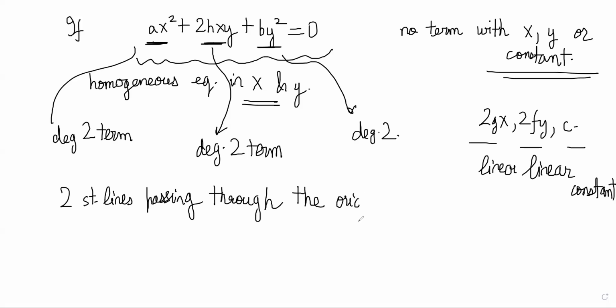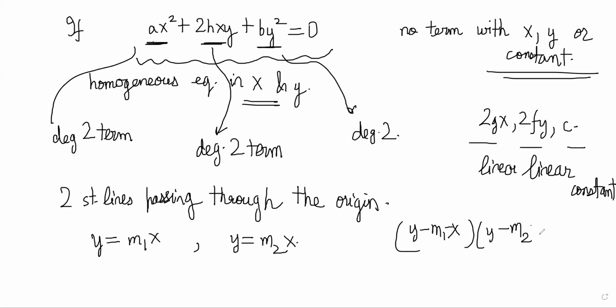Passing through the origin. How? Because when you have a line through the origin, that will be of the form y is equal to m1x. Another line will be y is equal to m2x. So the product of y minus m1x and y minus m2x. Notice that when you do the product of these, you will not end up getting any degree 1 or degree 0 terms. All the terms that you get will be degree 2, and that's why the equation looks like this, right?